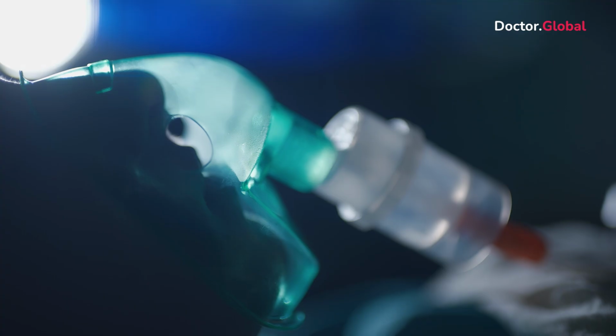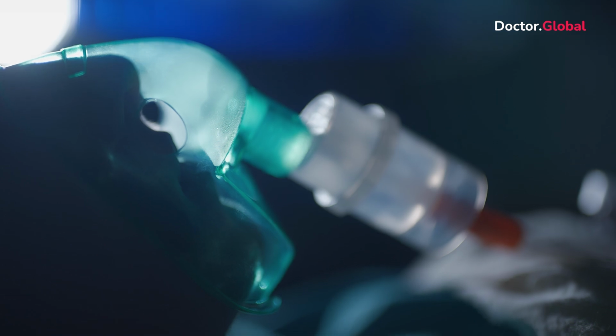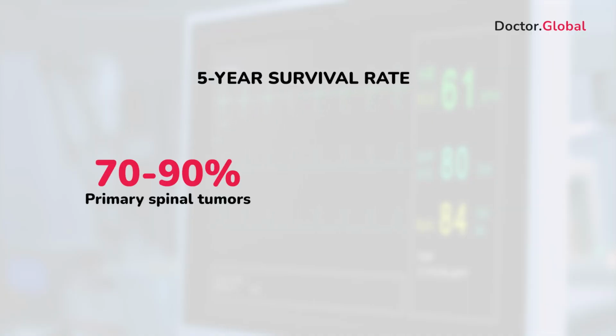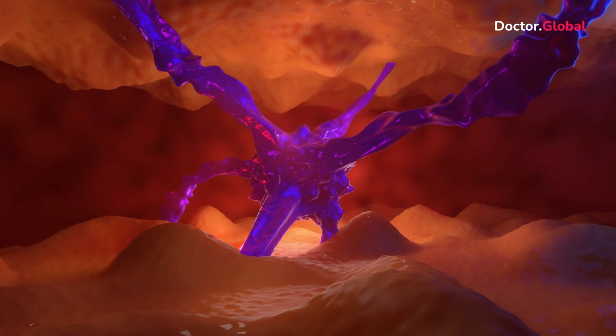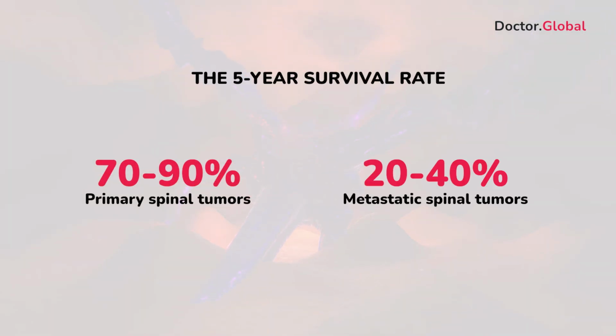Prognosis. Primary spinal tumors generally have a higher survival rate than secondary tumors. The 5-year survival rate for these tumors can range between 70 to 90% and is influenced by the specific type and location of the tumor. Metastatic spinal tumors typically have a lower prognosis, with a 5-year survival rate ranging from 20 to 40%, depending on the origin of the primary cancer and its response to treatment.